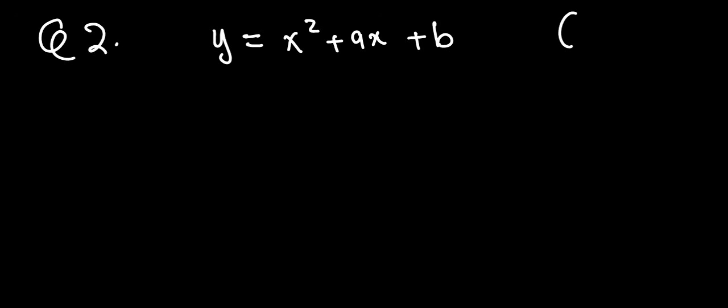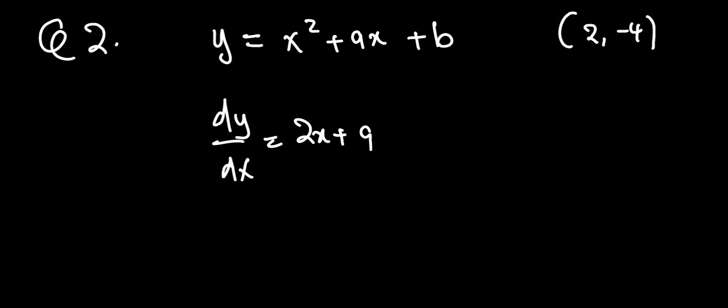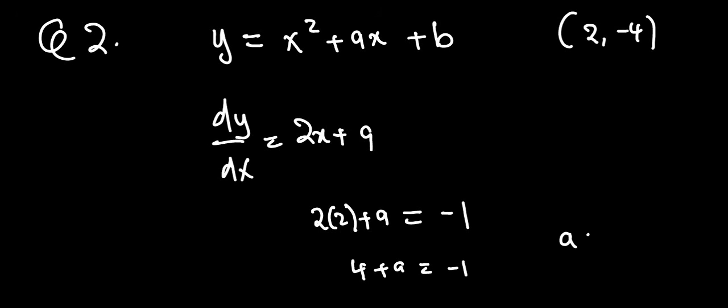This is question 2. They've given us y is equal to x squared plus ax, then plus b at a point 2, negative 4. So when we differentiate this, the derivative is 2x plus a, right? When we put 2 wherever there is x, the slope should be -1. That's what they are saying. So this is 4 plus a is equal to -1, meaning a is equal to -1 minus 4. So a is equal to -5.